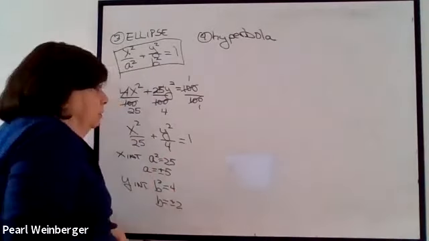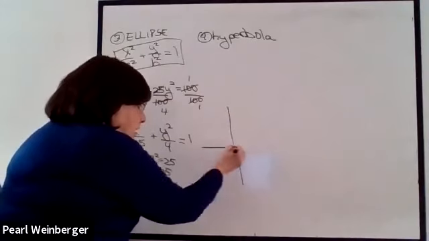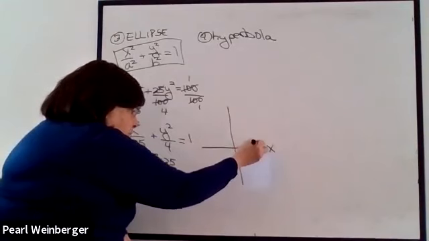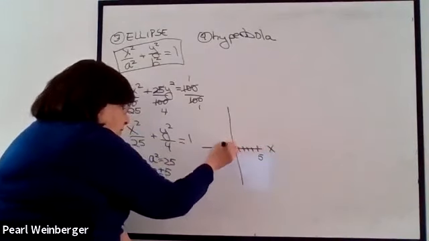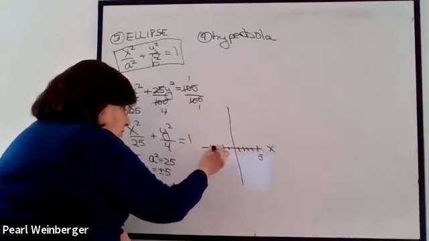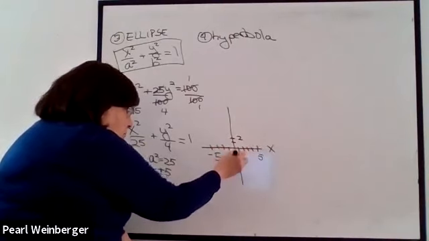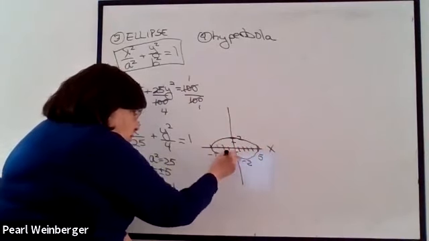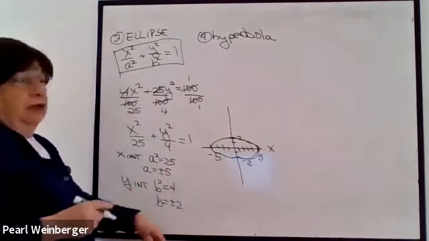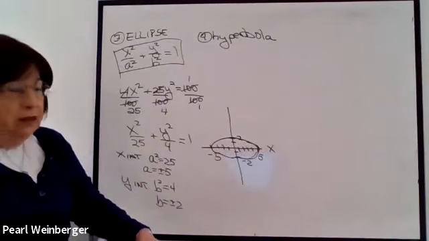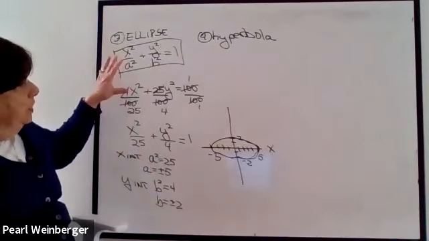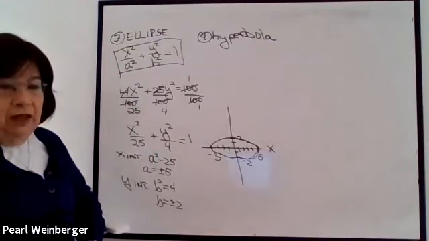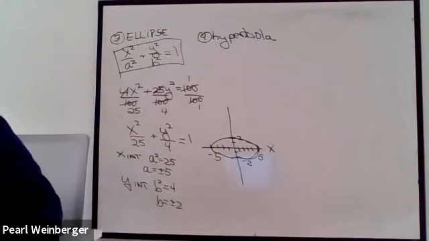And therefore, if I would be asked to graph this, I go to 5 on the x and negative 5 on the x, and 2 up and 2 down, and just connect those values, those intercepts, and we get this ellipse. Again, once we have it in standard format, it's easy to see what the graph is going to look like.